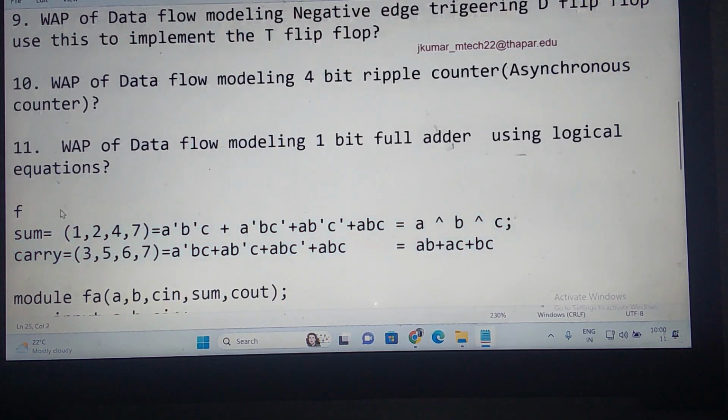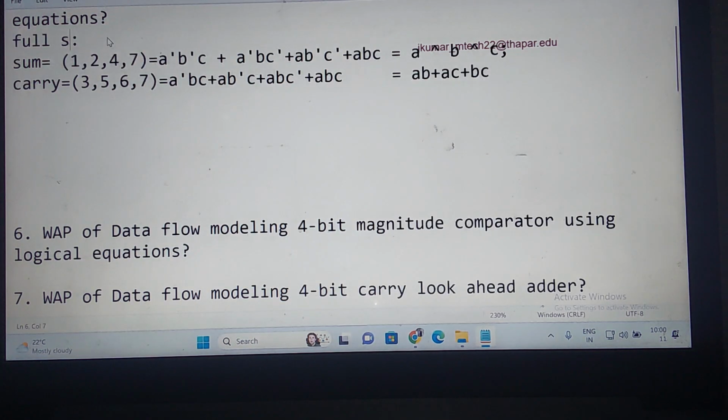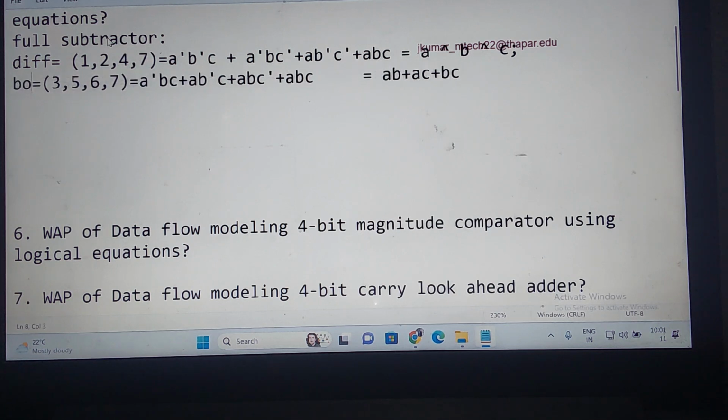Let us take this is the full adder. Let us copy here. This is nothing but full subtractor. Full subtractor, what are the outputs, sir? Difference is output. Difference is same as the sum. Correct? Then borrow. So difference is decimal notation, sir.